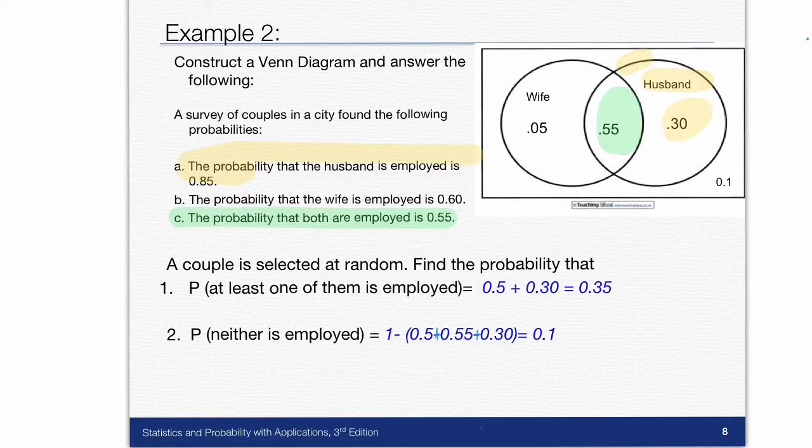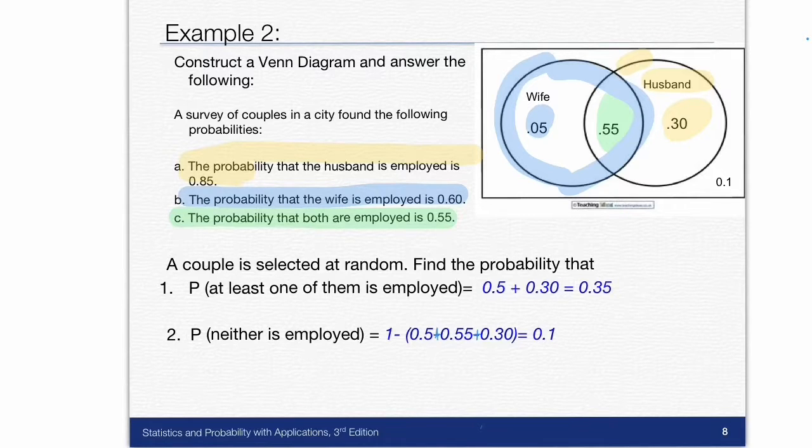Then I do the same thing for the wife. It says the probability that the wife is employed is 0.6. So I know that these two probabilities have to add up to be 0.6. So I already know 0.55, I subtract it, and I'm left with 0.05, and that's where I get 0.05 for just the wife that is employed. 0.55 is still that both of them are employed. Now I can answer some questions about this.